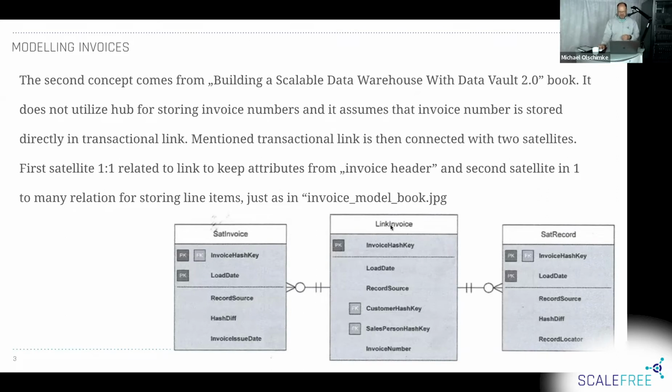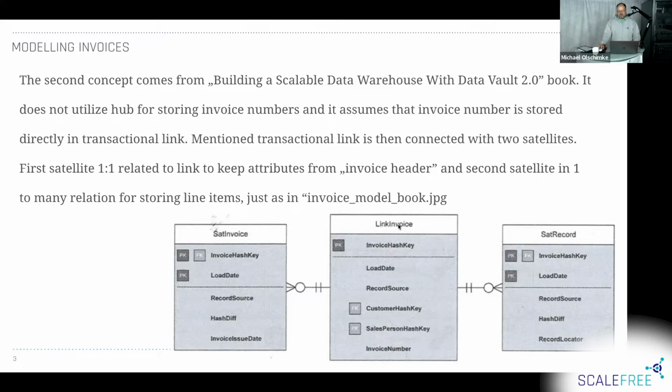So we have essentially a similar example. What's missing here is the hubs, essentially, right? There's a customer hub involved because there's a customer hash key here in the link. There's a salesperson involved, so there must be some salesperson hub. Or in your previous example, there would be, for example, a customer hub and a product hub.